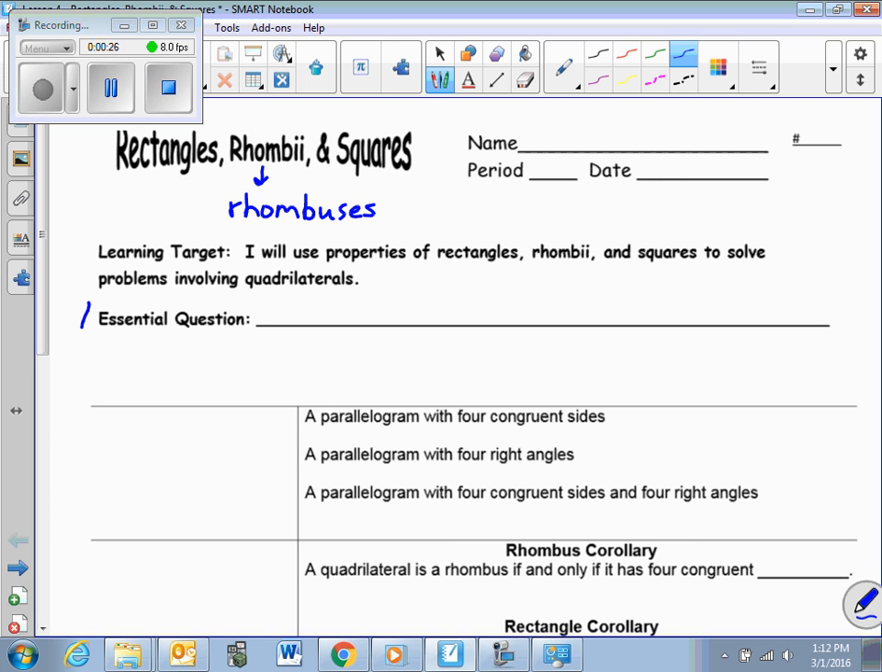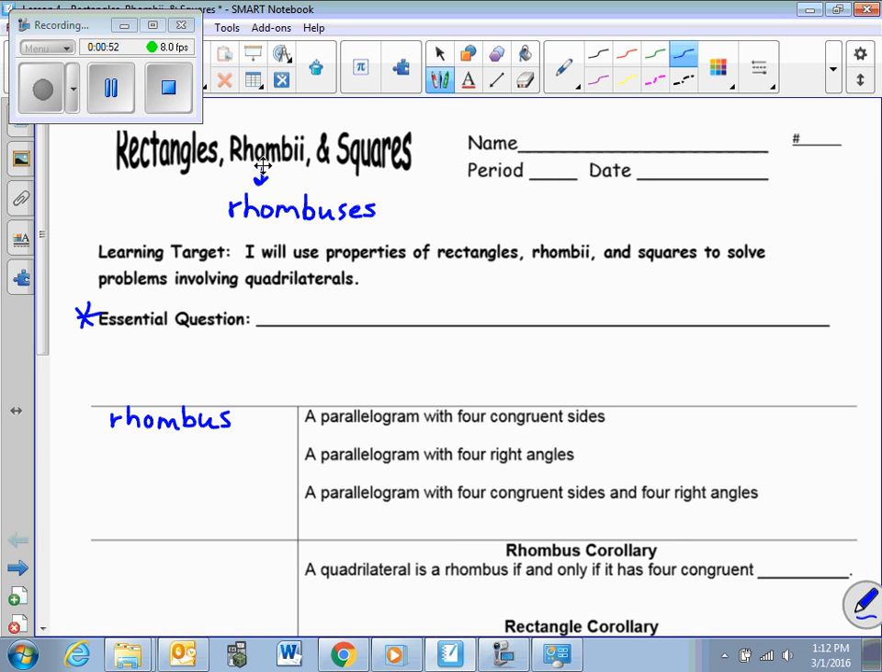Okay, don't forget your essential question. And we're going to start with a parallelogram. Of course, we've been talking about parallelograms for a couple of lessons now. We know how to determine whether a quadrilateral is a parallelogram. So we're going to talk about some more specific parallelograms now. The first one being a parallelogram with four congruent sides. That would be our rhombus. That is the definition of rhombus.